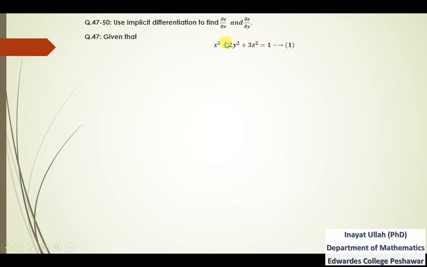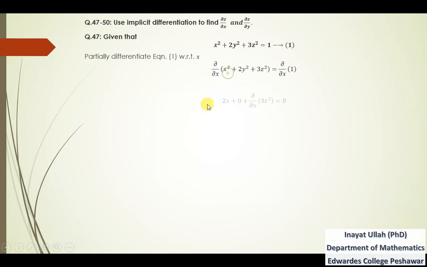We need to find del z del x and del z del y. So for del z del x, we need to partially differentiate this equation with respect to x. So partially differentiate equation 1 with respect to x. That is del x of this whole function is equal to del x of 1.